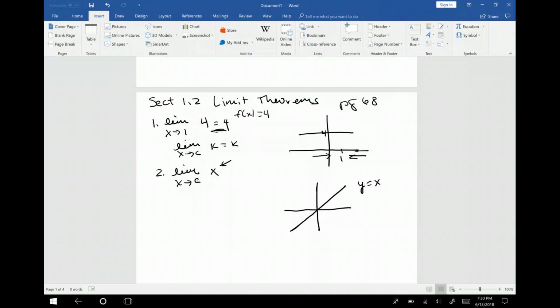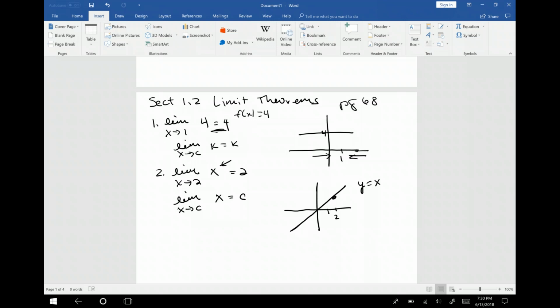If you pick any value of c, let's say that c is 2. So if x is equal to 2, what is the y value? It's going to be 2. If x was equal to 3, the y value would be 3, and so on. So that's our second limit theorem. As x approaches any number c, for this specific function, the function is x, that's always going to be equal to whatever c is.